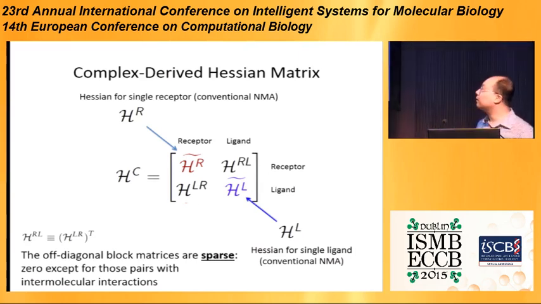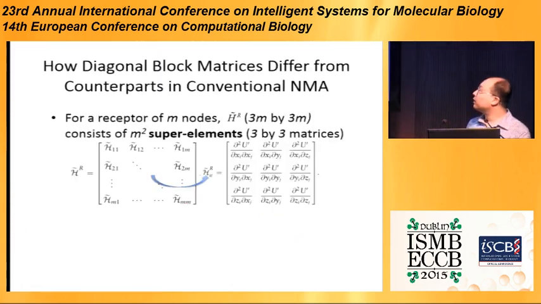Then if you look at the diagonal matrices, they actually resemble the Hessians you will get for individual proteins, receptor or ligand, in the conventional normal mode analysis. But the tilde here represents that there is a slight difference. And what does that difference look like? In fact, if we look at the Hessian on the diagonal, we have the Hessian matrix corresponding to the receptor. If we have m nodes or atoms, there are essentially m squared superelements. Each corresponds to the coupling between atom i and atom j. And each superelement is a 3 by 3 matrix because each atom has 3 degrees of freedom.